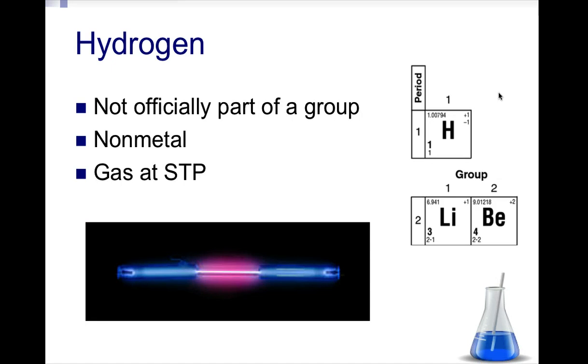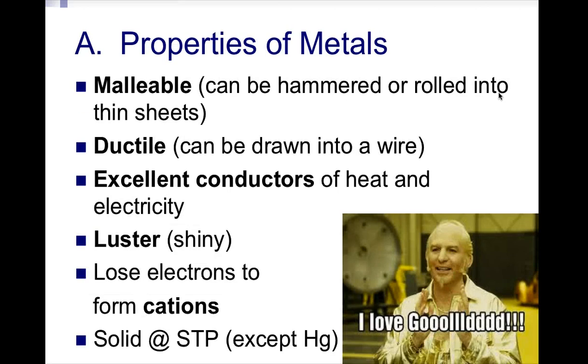Hydrogen is not officially part of any particular group. It is a nonmetal, and it is a gas at standard temperature and pressure. The properties of metals are that they are malleable, which means they can be hammered or rolled into thin sheets. They are ductile, which means they can be drawn into a thin wire.